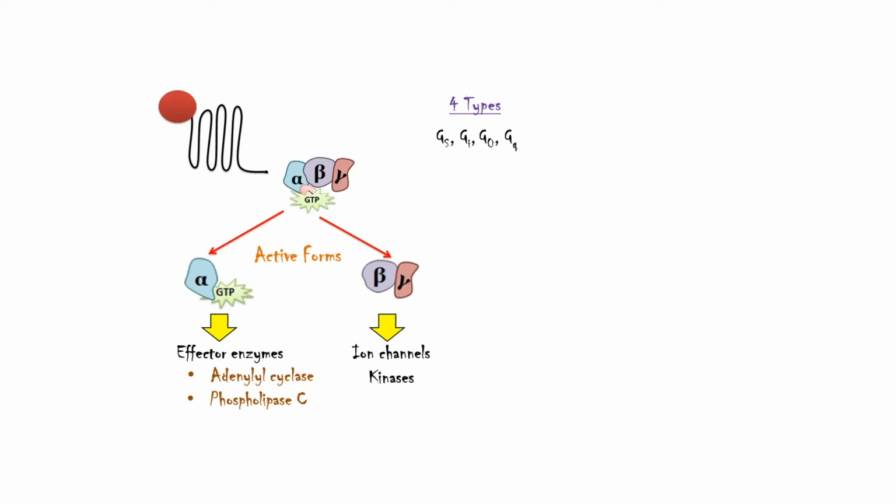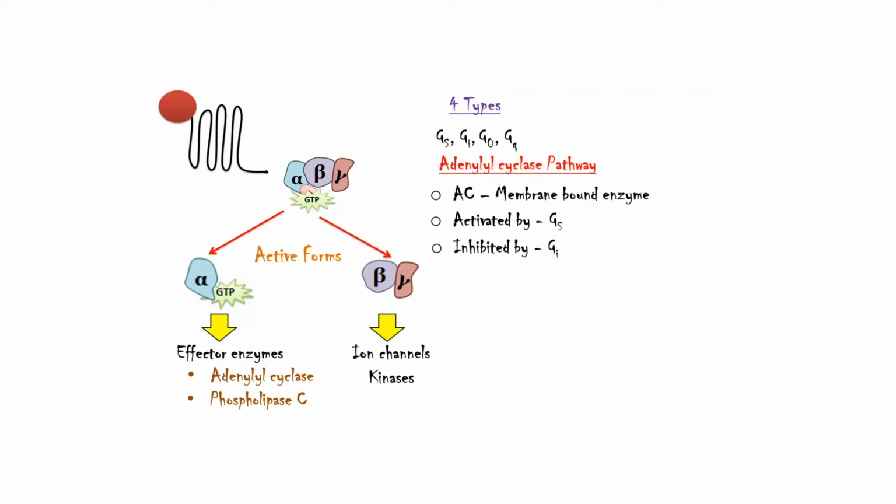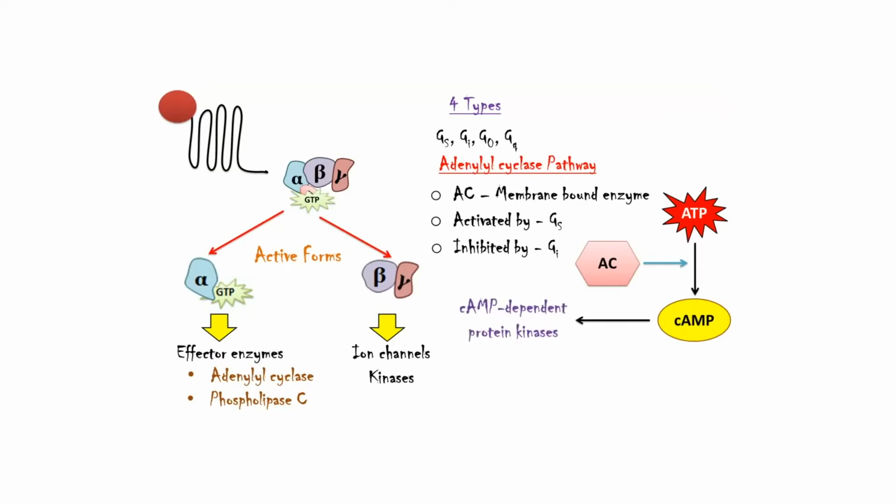Now let us discuss a bit about the adenylyl cyclase pathway. The adenylyl cyclase is a membrane-bound enzyme which is activated by G-stimulatory proteins and inhibited by G-inhibitory proteins. When activated, it catalyzes the conversion of ATP into cyclic AMP. Cyclic AMP activates cyclic AMP dependent protein kinases, and these kinases cause phosphorylation of certain enzymes according to the agonist molecule which bound to the receptor.